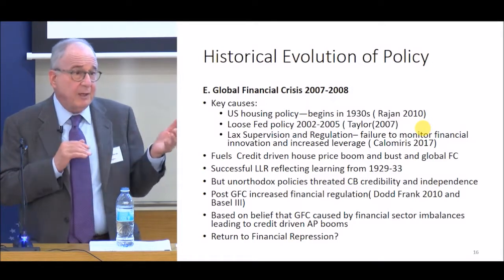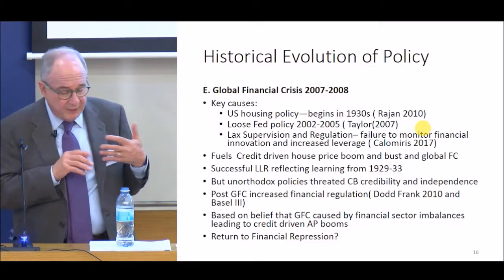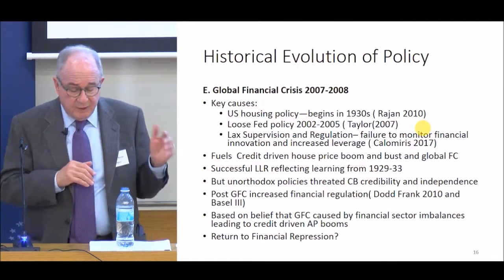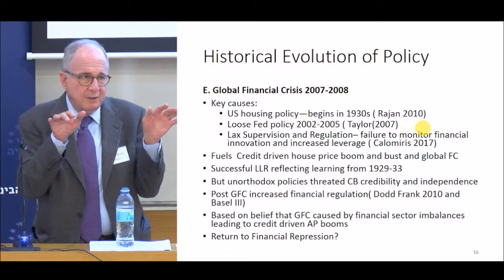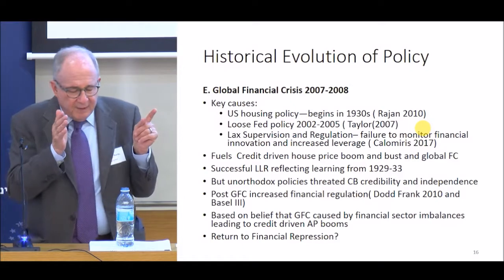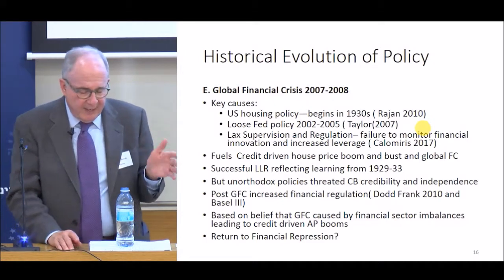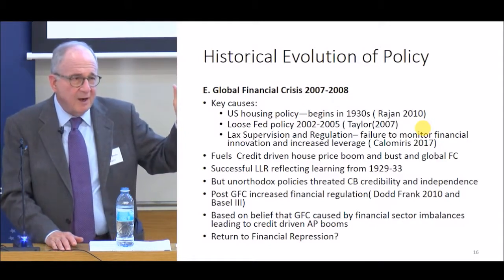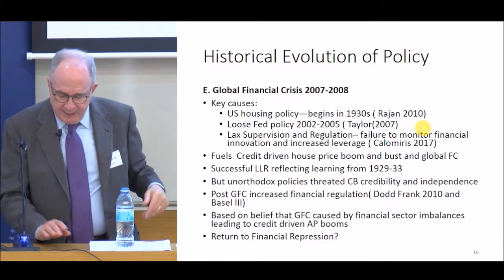Okay, but you do follow other policies, some of which, unorthodox policies, may have threatened the credibility and independence of central banks. Also, you get a lot of regulation after the crisis, the Dodd-Frank Act in the US, Basel III. And again, so there's a major regime change that has occurred in the past 8-9 years. And that's all based on the belief that the global financial crisis was caused by financial sector imbalances leading to credit-driven asset price booms. And so the question I raise, just sort of playing devil's advocate, are we going to go back to financial repression? Because it seems to be like a bit of a repeat of what happened in the 1930s.